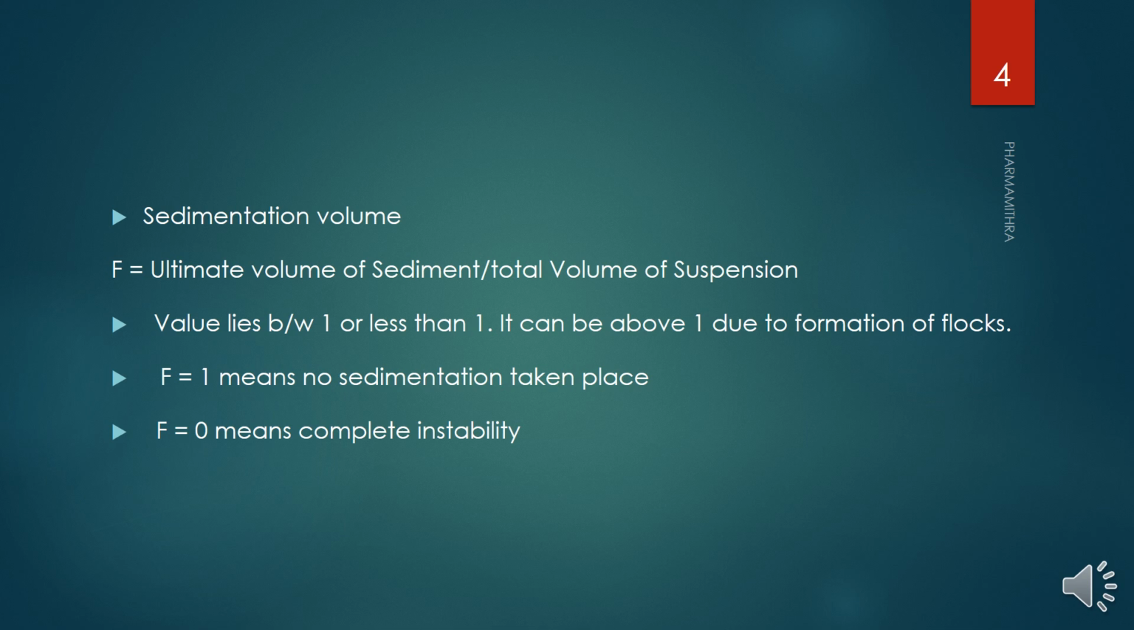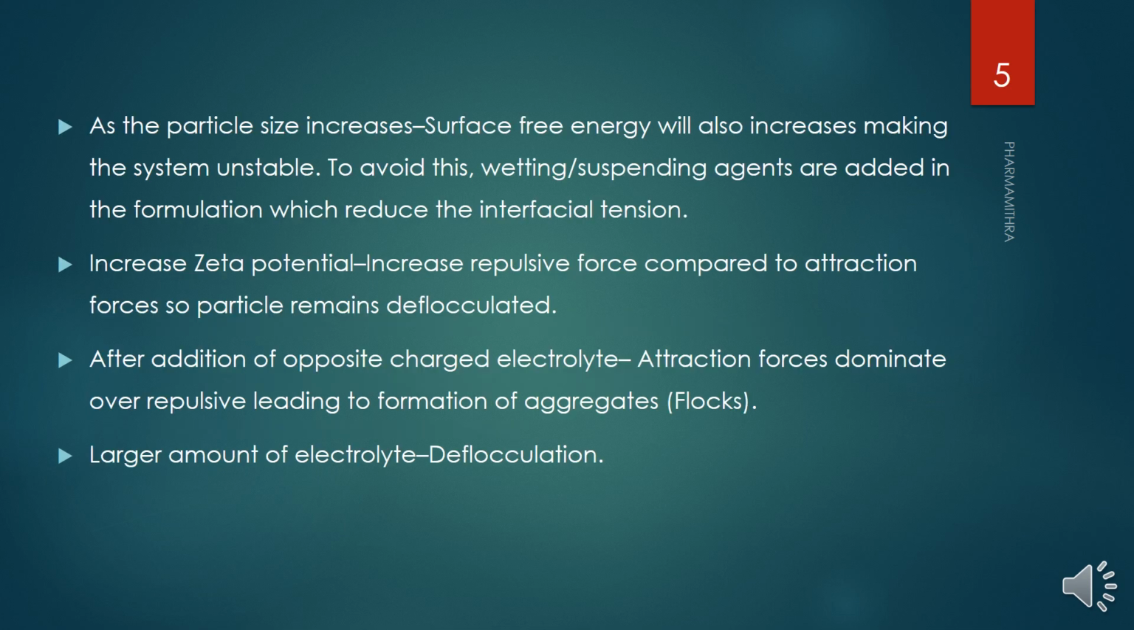Based on the sedimentation volume value, we can tell what type of suspension it is. The value lies between 0 and 1, or it is above 1 due to the formation of floccules. If the sedimentation volume F is equal to 1, no sedimentation takes place. If the value of F is equal to 0, it means complete instability. So by utilizing the F value, we can tell about the stability of the product. Is it clear? Next, the particle size concept is very important.